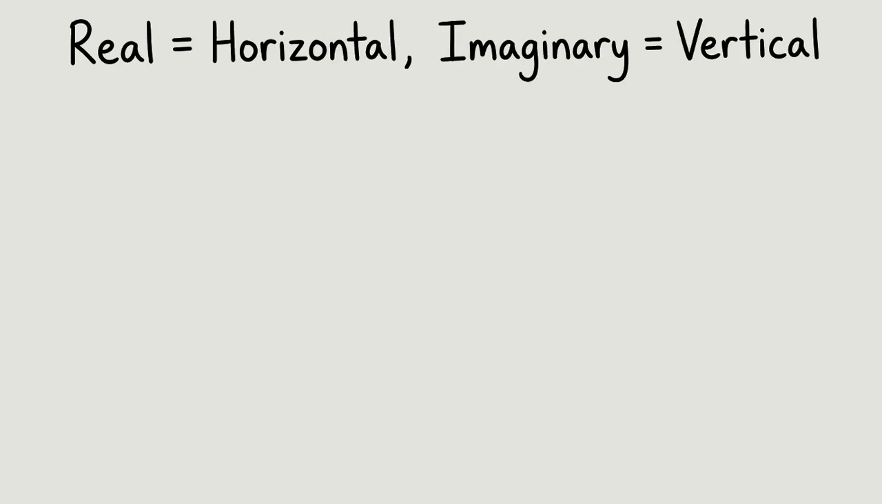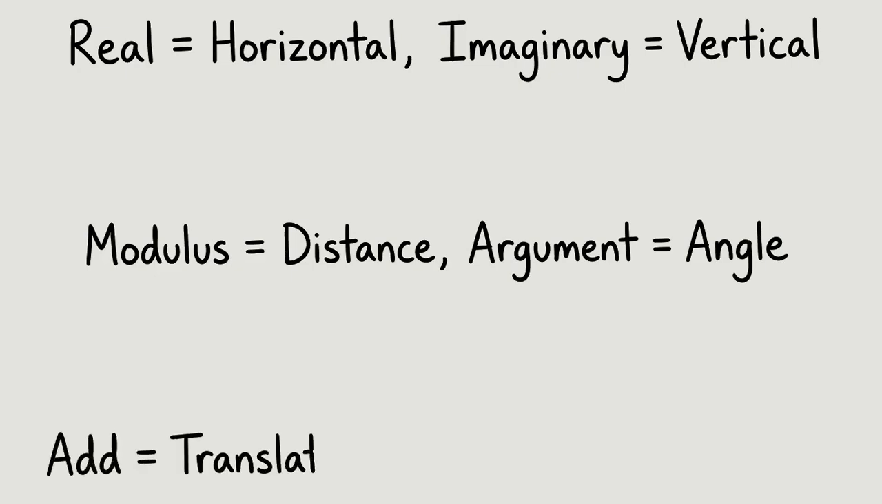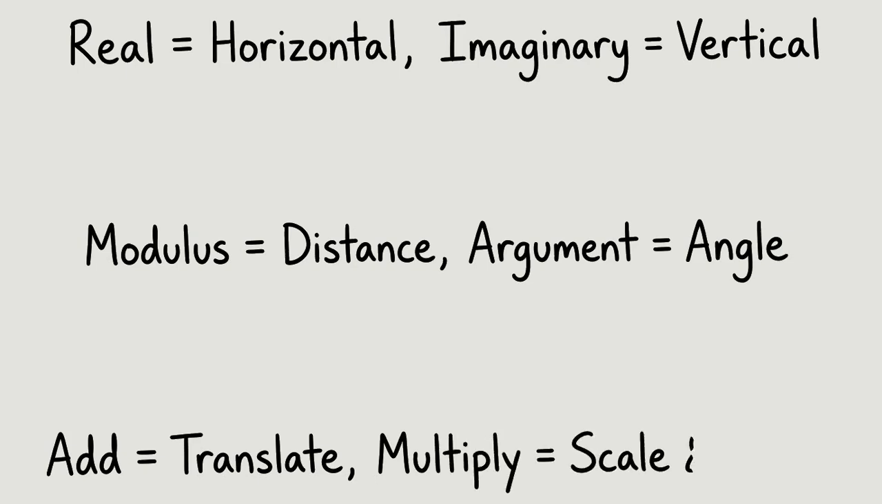The Argand plane turns complex numbers into geometry. Real parts become horizontal positions, imaginary parts become vertical positions, modulus becomes distance, argument becomes angle, addition becomes translation, and multiplication becomes rotation with scaling. That picture is the point of the Argand plane.